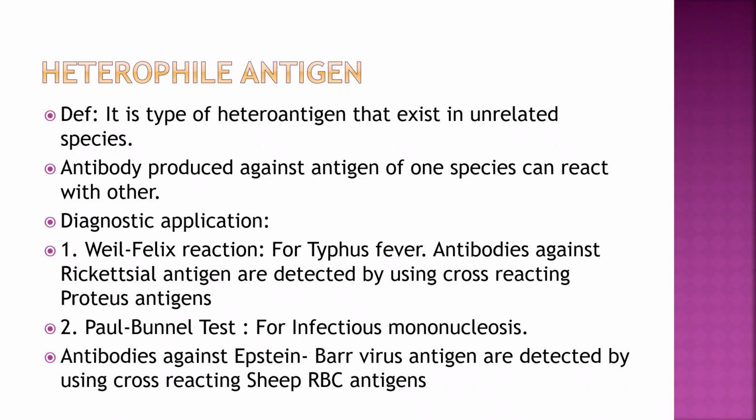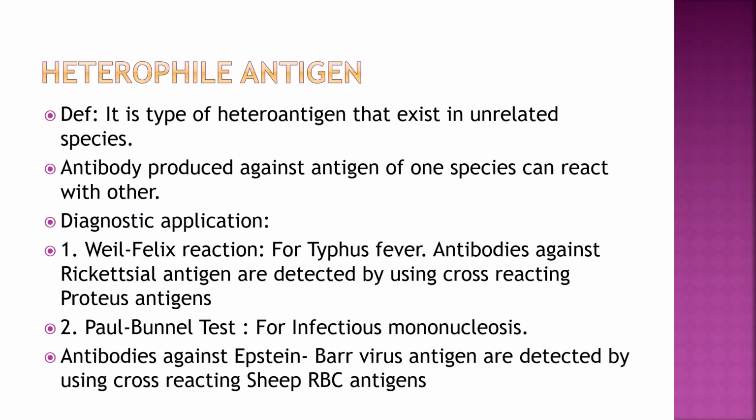Now we will see in detail about heterophile antigen. So what is the definition? It is a type of heteroantigen that exists in unrelated species, that is different species. Antibody produced against antigen of one species can react with the other. So the mechanism is used as a diagnostic application in a few tests. The first example is the Weil-Felix reaction. It is used for the diagnosis of typhus fever. In that, antibodies against rickettsial antigen are detected by using cross-reacting Proteus antigens.